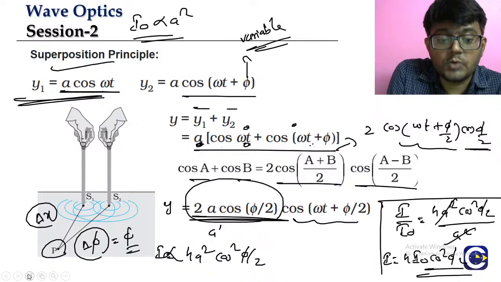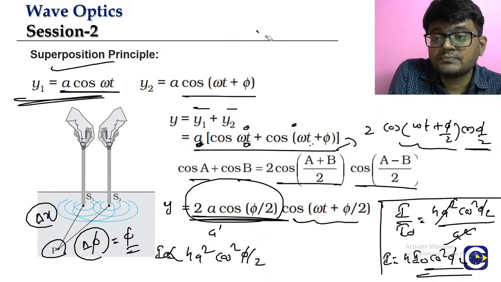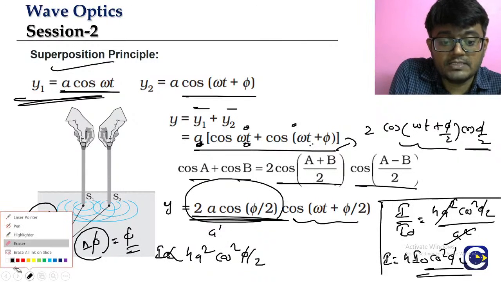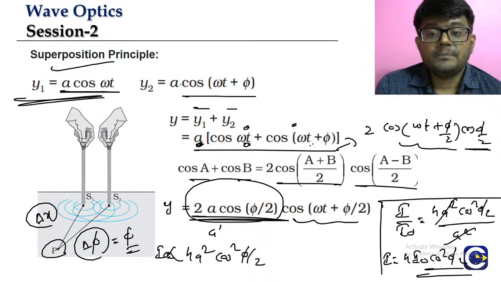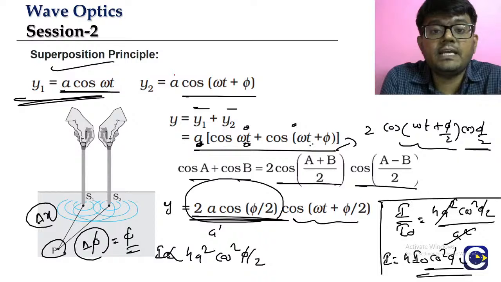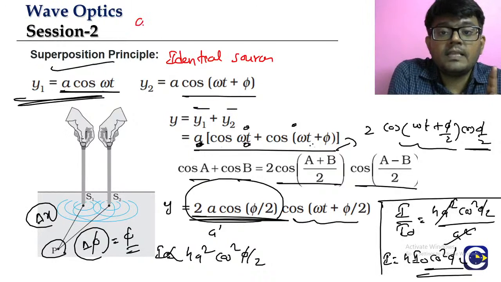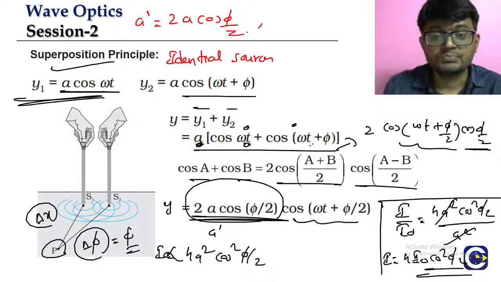we'll have two important results here. These two are important. So we'll just write it at the top so that we can remember them, because these are the ones that will be useful for us while solving problems. At the general point for the superposition by identical sources. So this is important. Superposition by identical sources, that is what we are discussing. The amplitude A dash is 2a cos phi by 2.